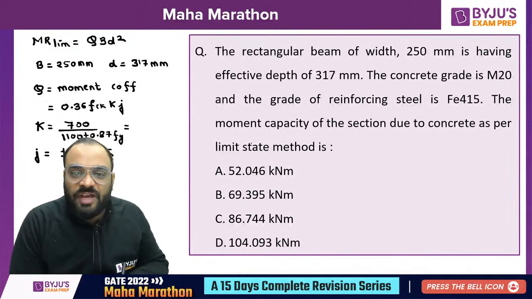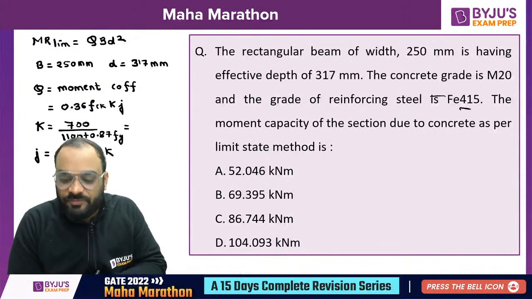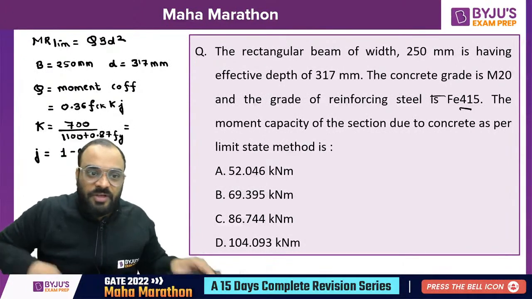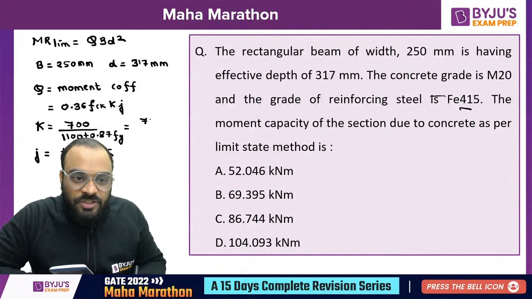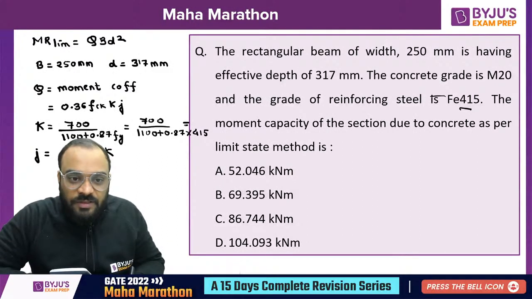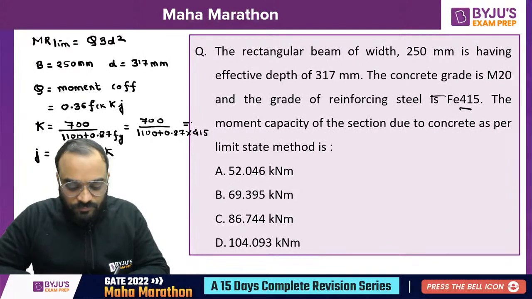So what is the value of fy? It is 415. fy is 415, so you need to put the value of fy as 415 over here. So how much are you getting? 700 divided by 1100 plus 0.87 into 415.